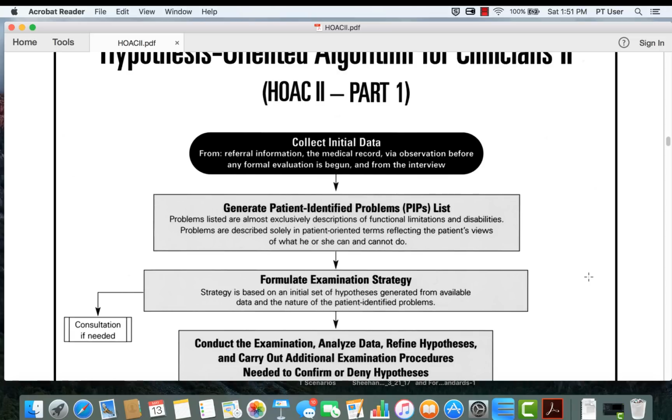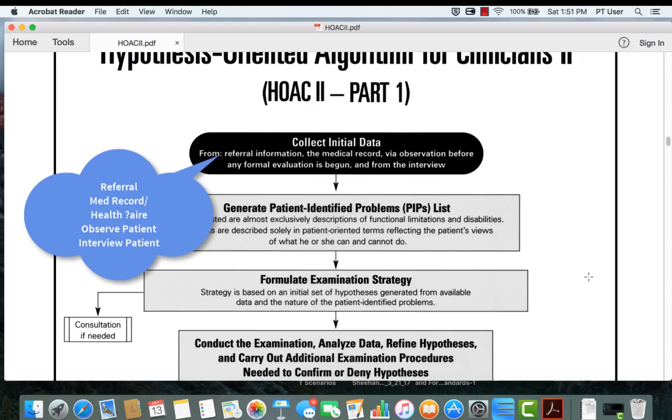Okay, so let's just review. So the first box here is collecting initial data. That's the first thing you do in a patient-centered approach, according to this model. And there's 4 components. The referral, the medical record, your observation, and then your interview of the patient.